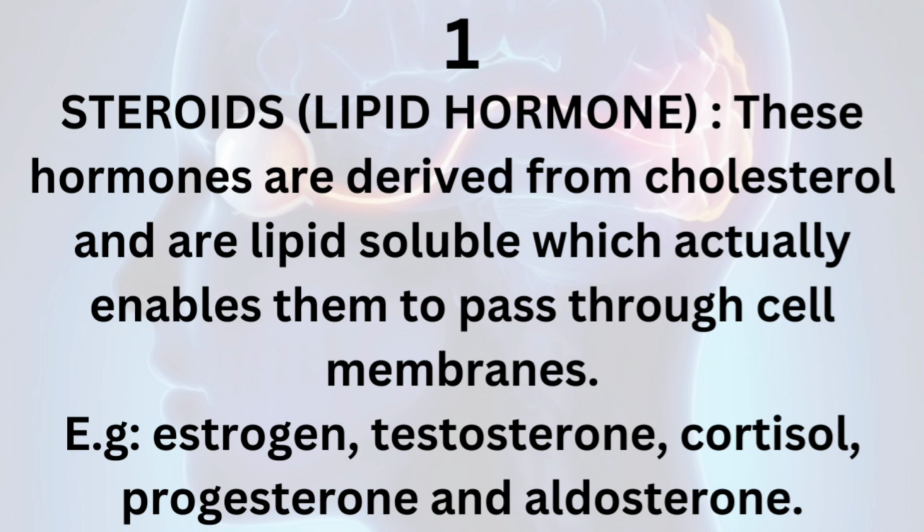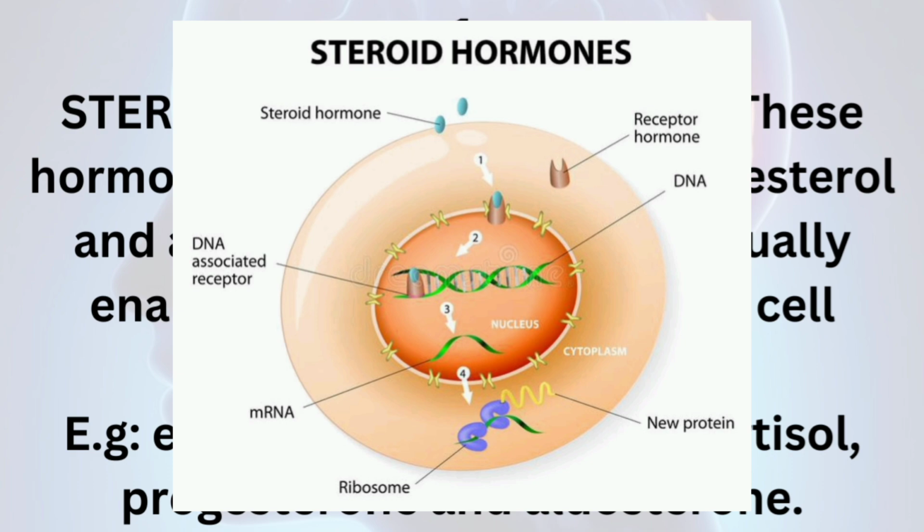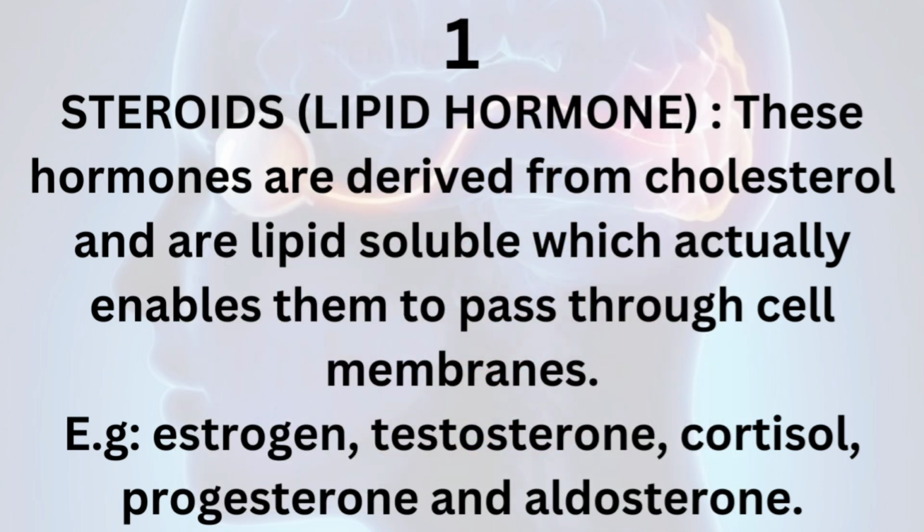1. Steroids or lipid hormones. These hormones are derived from cholesterol and are lipid soluble, which actually enables them to pass through cell membranes. Examples of these hormones are estrogen, testosterone, cortisol, progesterone and aldosterone.